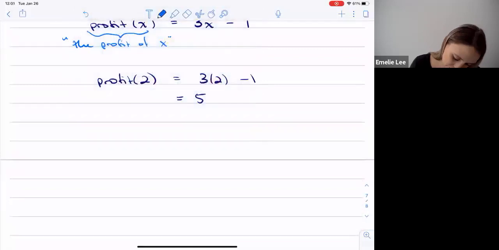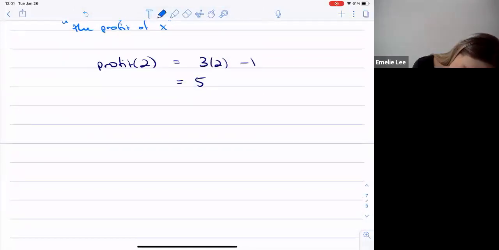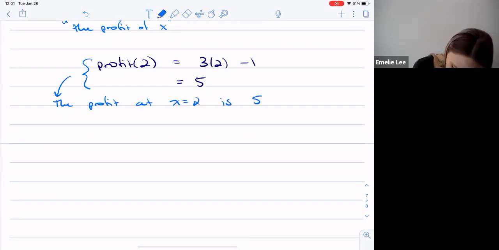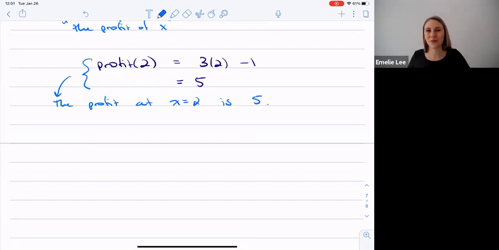So how we interpret this is the profit at x equals 2 is 5, right? $5, $5,000, $5 million. I don't know, doesn't matter, right? And so we're going to use the function notation quite a bit. And so just get used to working with functions.